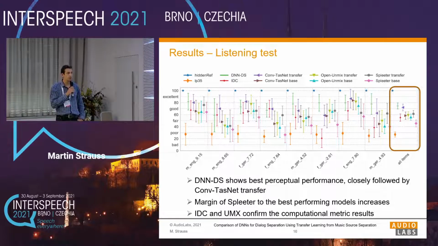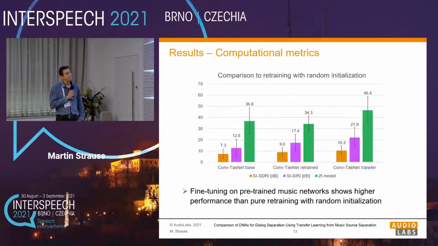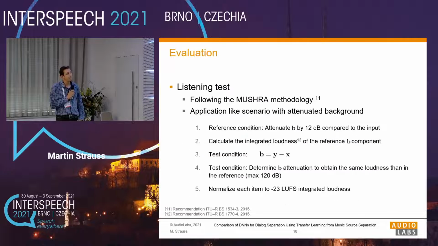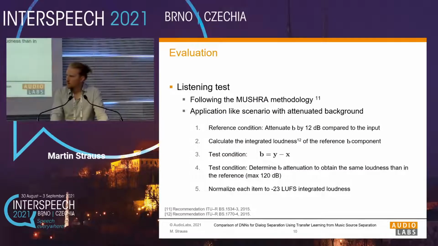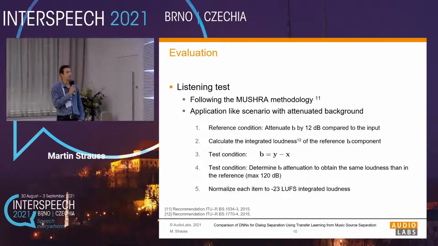No, the hidden reference was, as mentioned, if you go back here, the reference condition created by attenuating the background by 12 dB. That's why we wanted to create an application-like scenario where the user would already attenuate the background to some extent. Okay, then this explains pretty much.